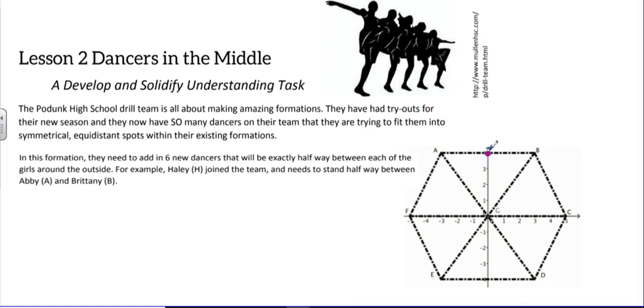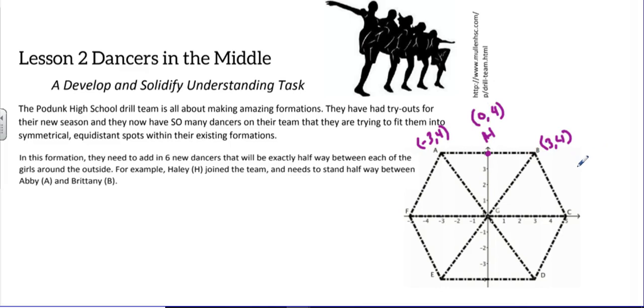Questions 1 through 4 ask you to find the locations of the dancers that are new to the dance team. So let's find a few of them. Let's go ahead and find Haley. Haley's coordinate is pretty easy to see. I'm going to just verify. Point B, Brittany, is standing 3 units over and 4 units up, so her coordinates are (3, 4). Abby is at (-3, 4). Haley, who is right in the middle of them, is at the same height, a height of 4. And she's right between -3 and 3, so she's at 0.